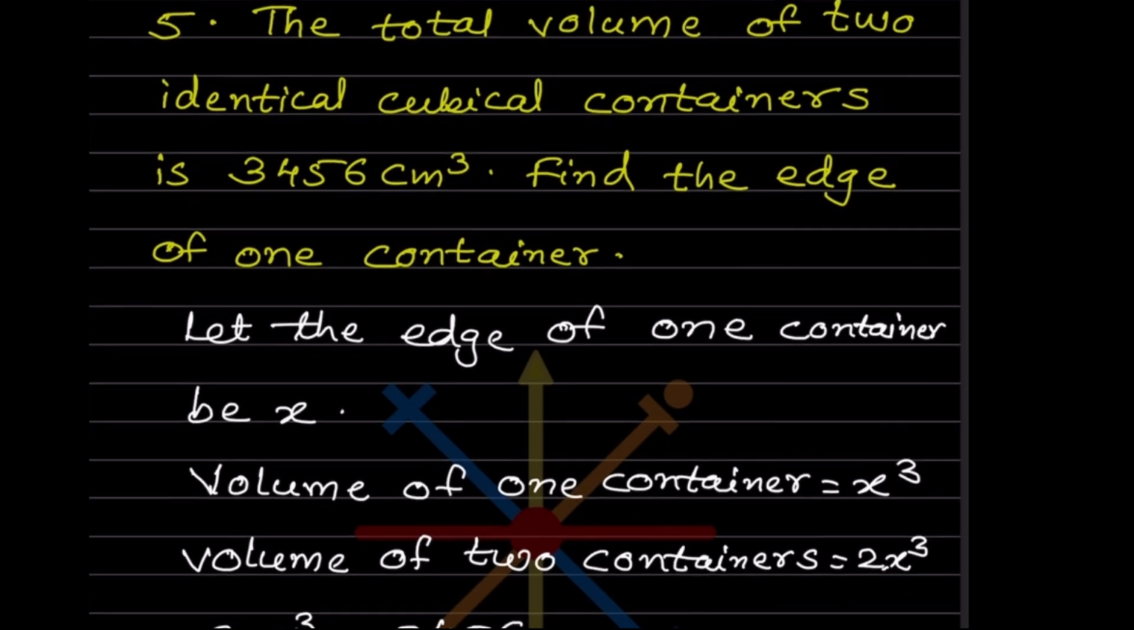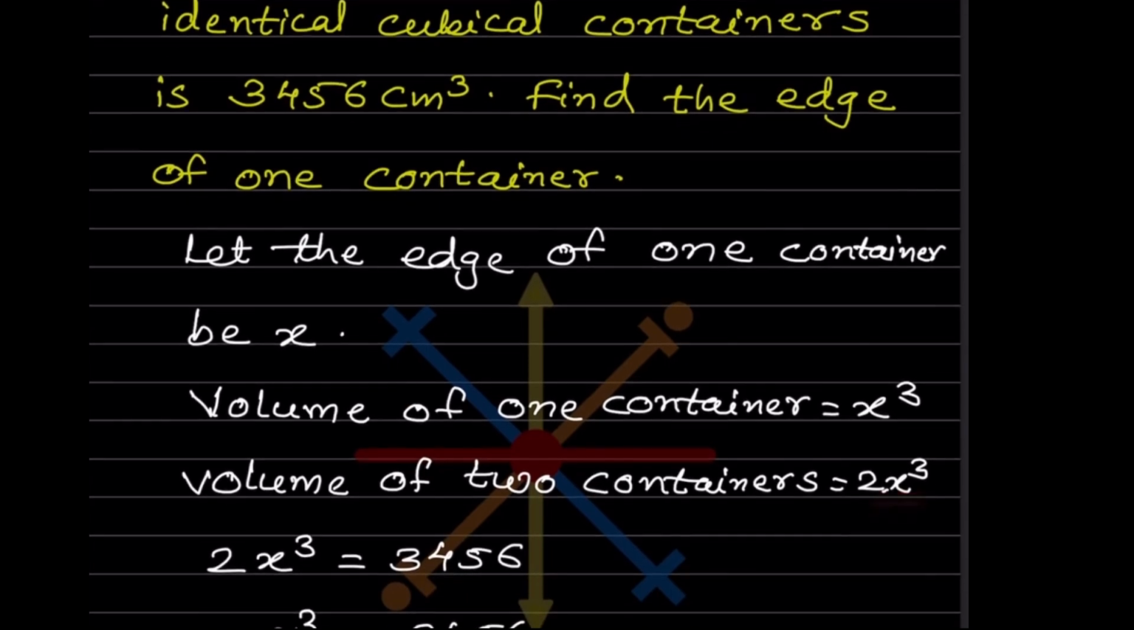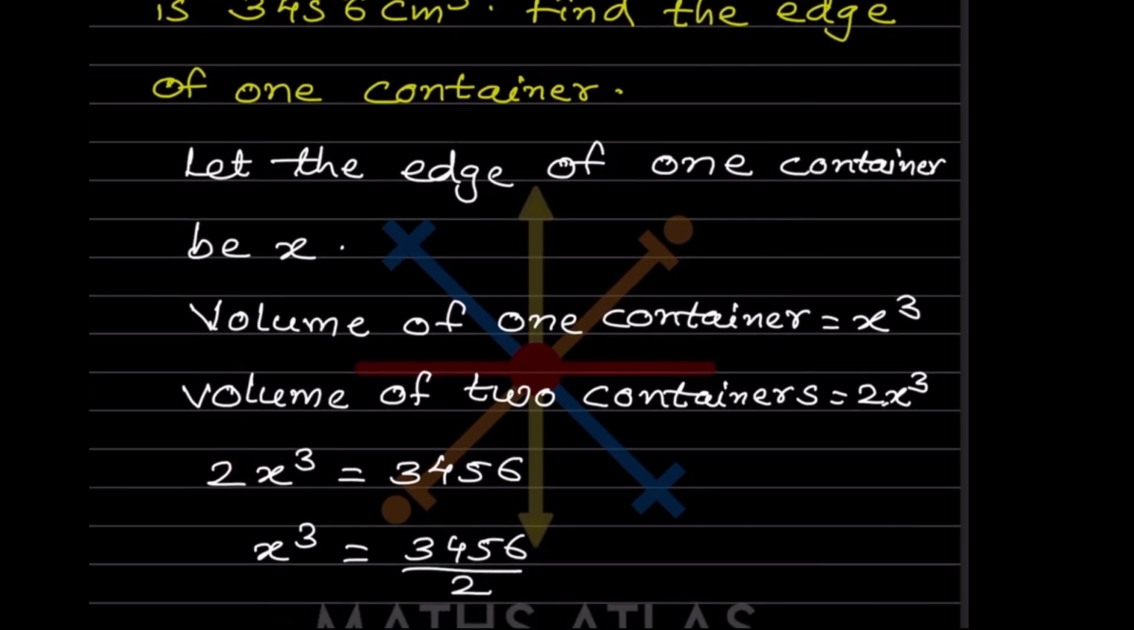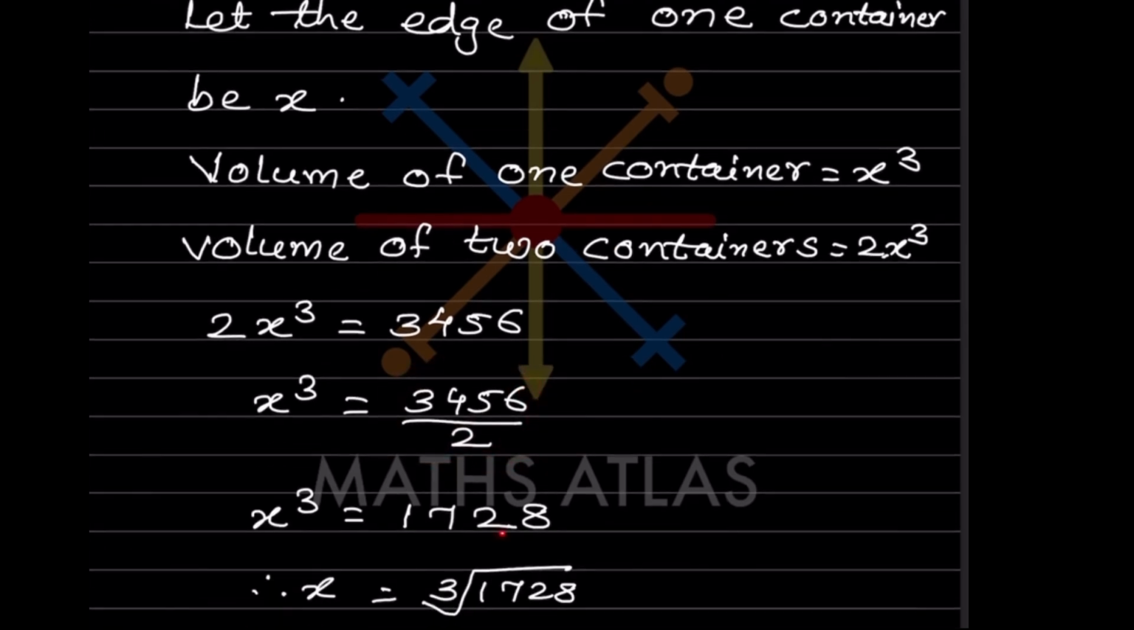So now the total volume is given of both of them, that is 3456. So we will write here 2x cube is 3456, that is given. So now x cube will be 3456 divided by 2, because this is multiplication, so 2 goes in the denominator. So when you divide this, you get 1728. So x cube is 1728. So what will be x? That will be cube root of 1728.